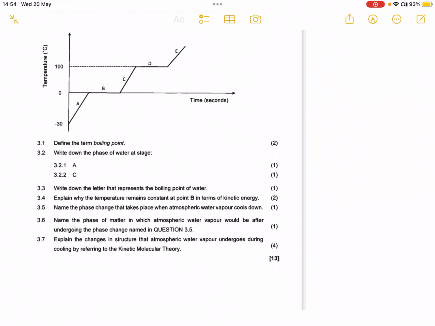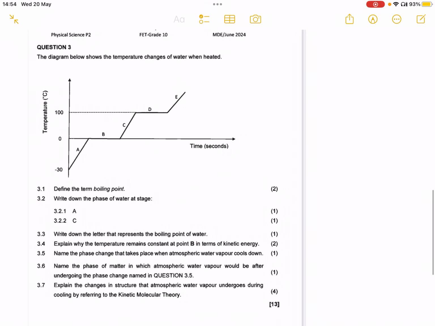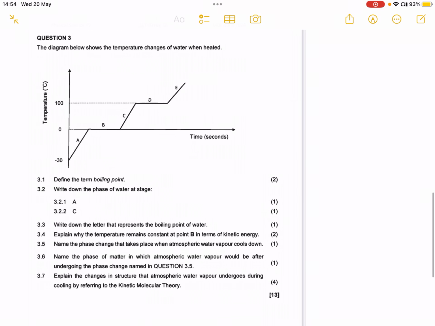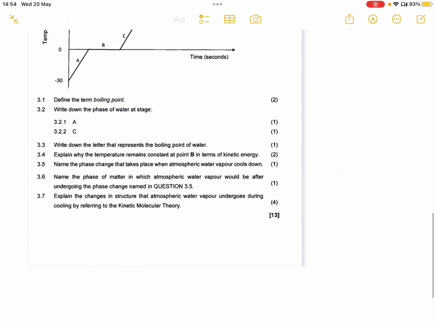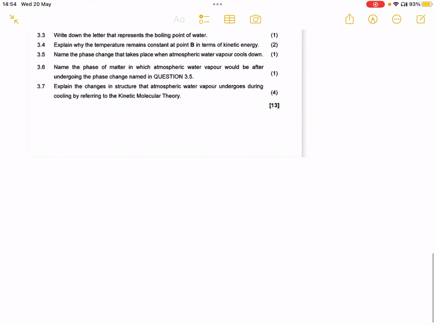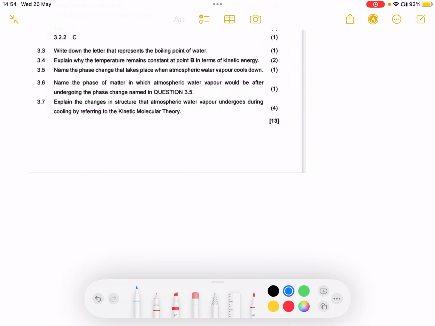Now, let's get into the questions of today. In question 3, you're given a diagram below that shows the temperature changes of water when heated. Now we start with 3.1 where you have to define the term boiling point. Now definitions are very important because they have 2 marks.